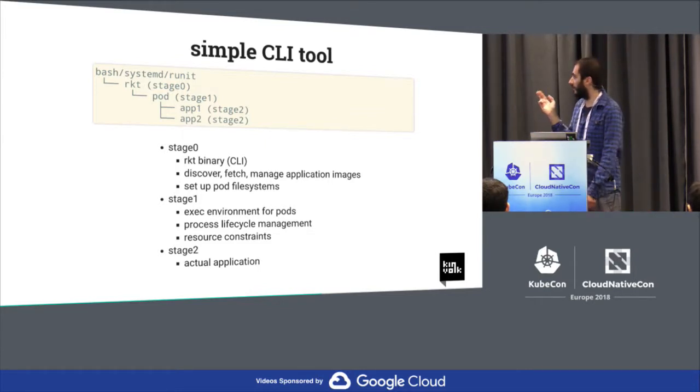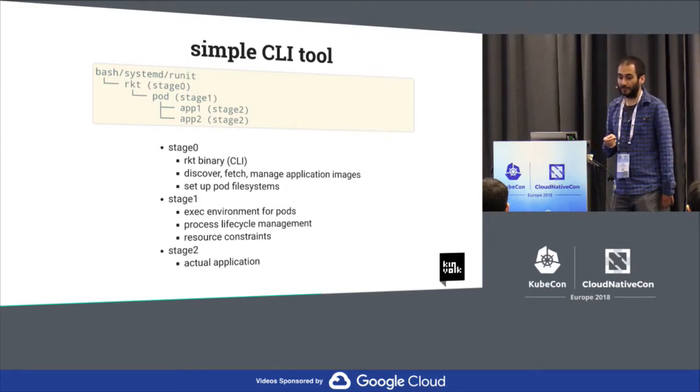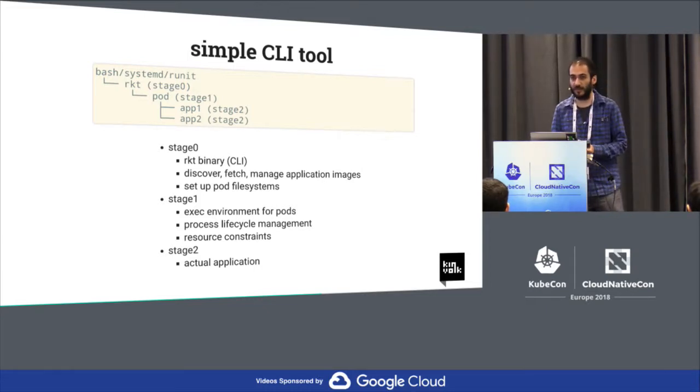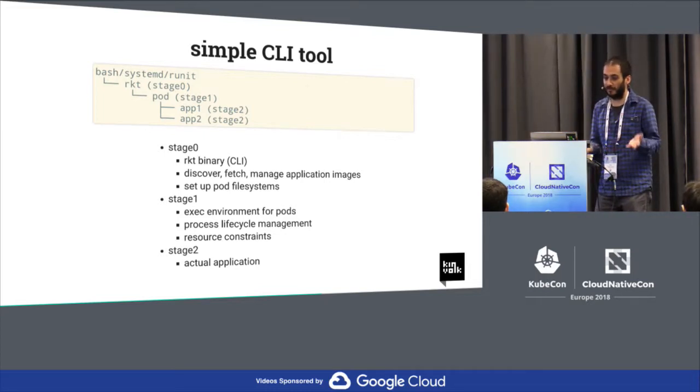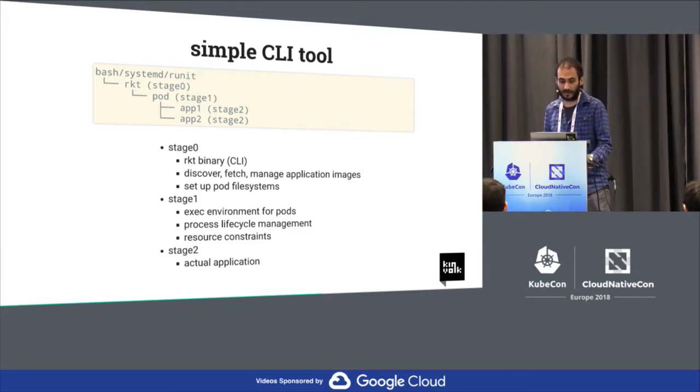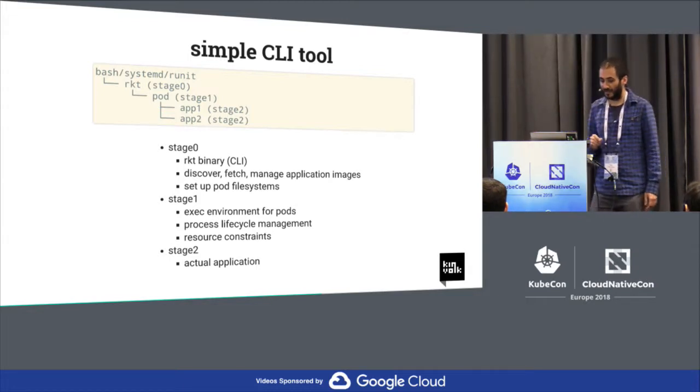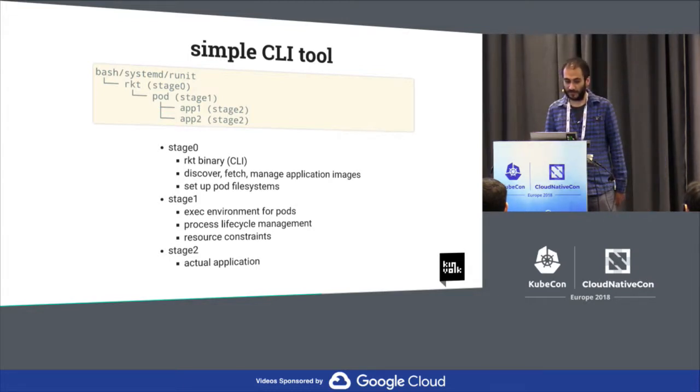So you see there's the word stages here. So the stage 0, which is a Rocket binary, deals with just discovering where the image is, fetching the image, managing it, like you can list the images, remove them, what you expect from a container runtime. It also sets up the pod file systems, so it renders the pod to the file system, so you can actually start a container there.